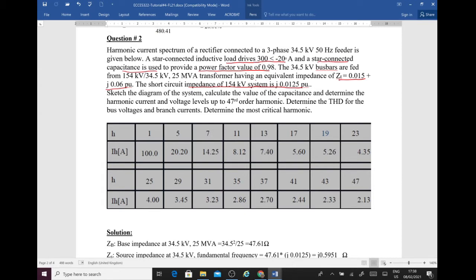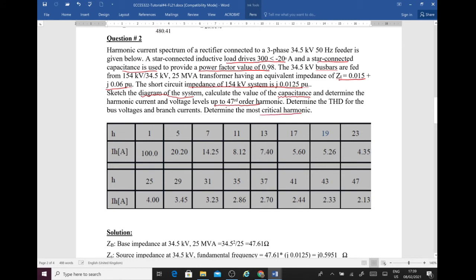Okay, what is the question? The question says: sketch the diagram of the system, calculate the value of the capacitance. So we need to calculate the capacitance that will be connected, and determine also the harmonic current and the voltage. Again, we need to do the calculation for the harmonic current and voltage for different branch currents, and then we need to calculate the total harmonic distortion for bus voltage and for branch current, and also we need to determine the critical harmonic.